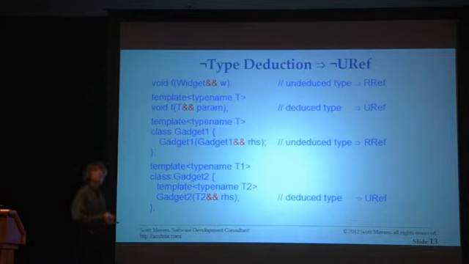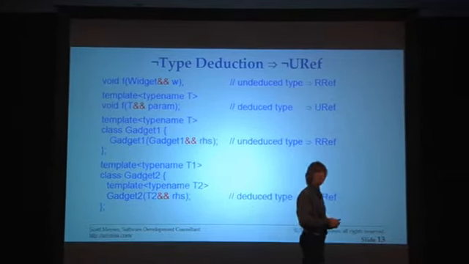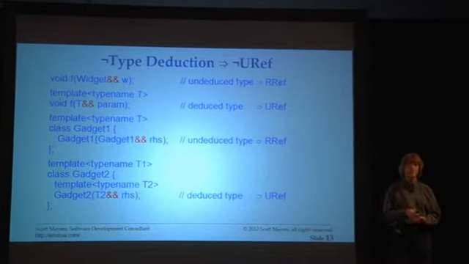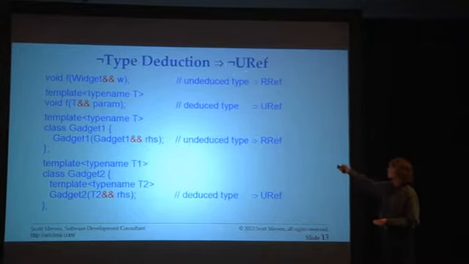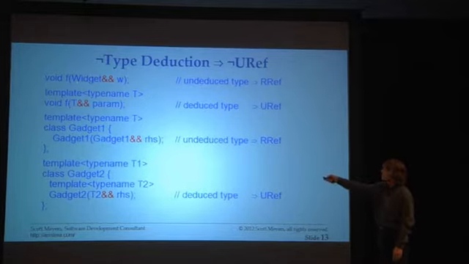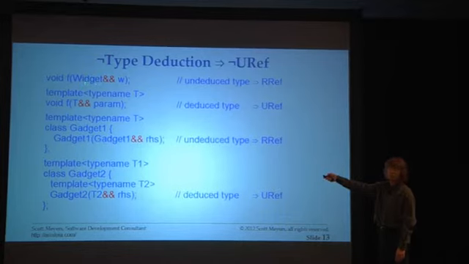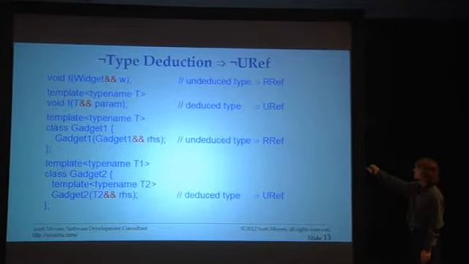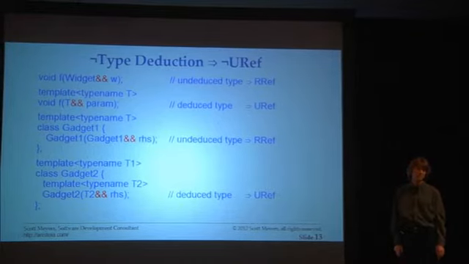I said there are 2 requirements for something to be a universal reference. One of them is it has to have the right syntactic form, T&&. The other one is you have to have type deduction. If you do not have type deduction, you do not have a universal reference. So, here's a function f. It takes a Widget&&. We know what the type here is. It's Widget. There's no type deduction going on. As a result, this is an R value reference. That's a normal run-of-the-mill R value reference because there's no type deduction.